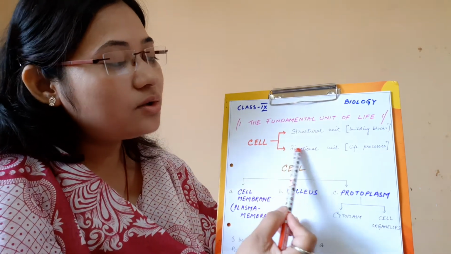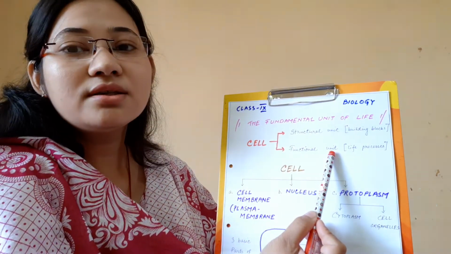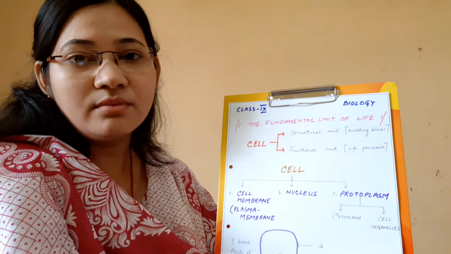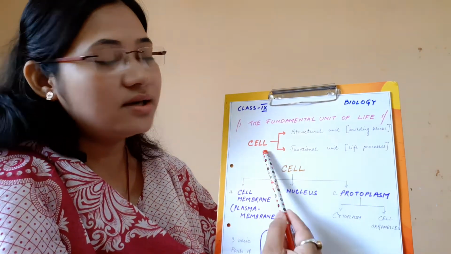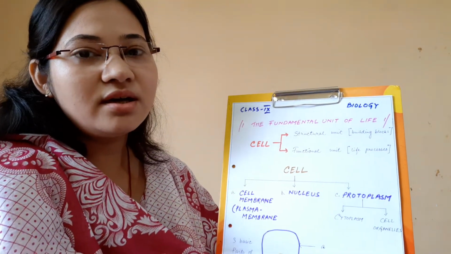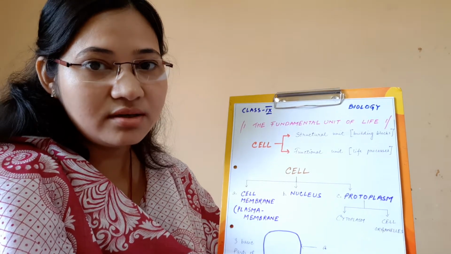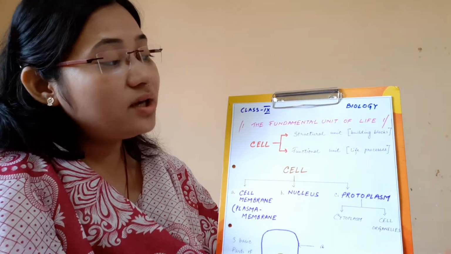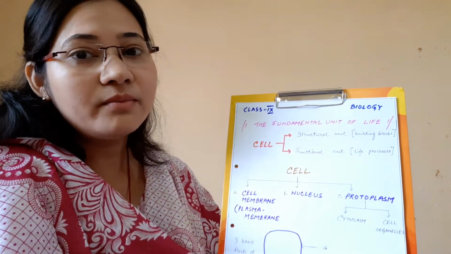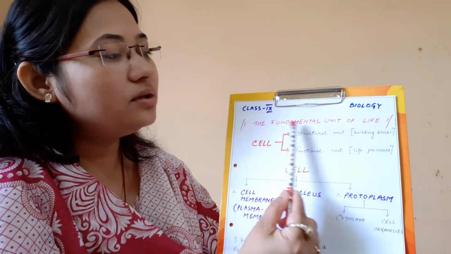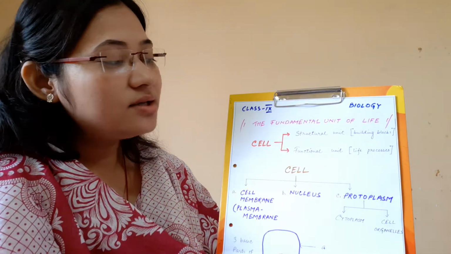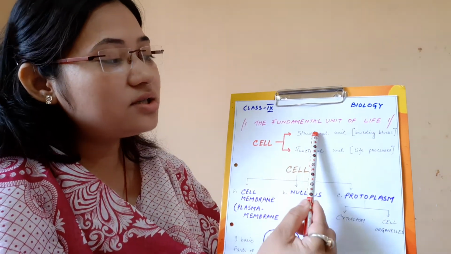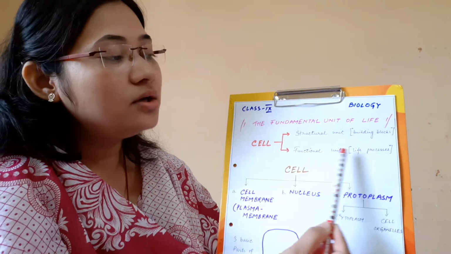The cells are also called functional unit because all the life processes in our body take place in these cells. Life processes such as nutrition, absorption, secretion, excretion, etc. So we get two definitions of cell from here. Cell is called the fundamental unit of life. Cell is also called the structural and functional unit of life.